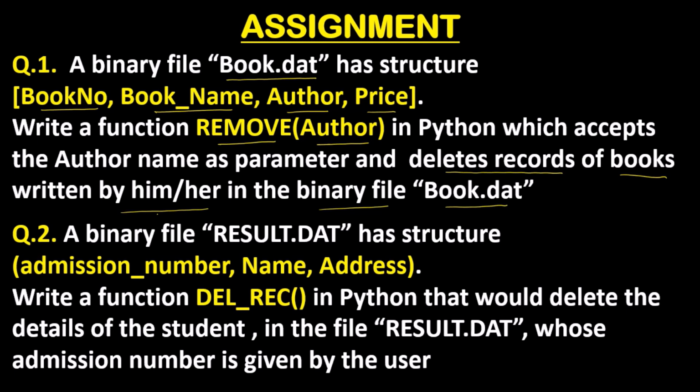The next question is that a binary file result.dat is existing on the hard disk with data stored as tuple objects, each containing admission number, name, and address. You have to write a function del_rec that would delete the details of the student from the file whose admission number is given by the user. Write these functions and send answers for correction.